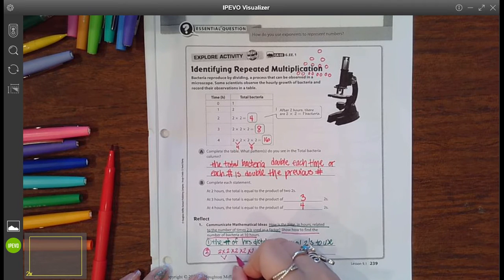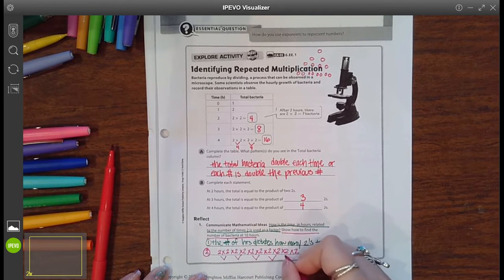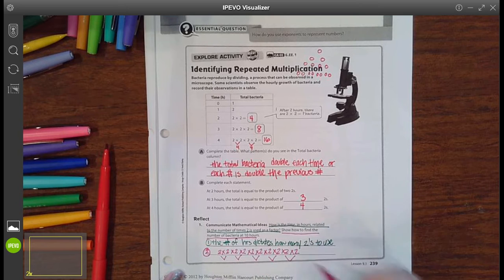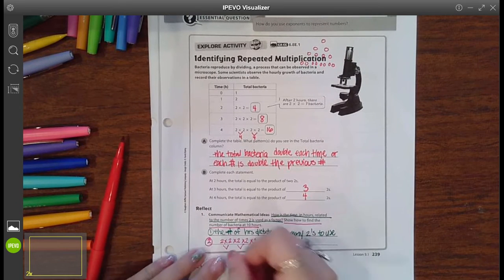So the easiest way is to group it up. Some people go 2 times 2 is 4, and then 4 times 2 is 8, and then 8 times 2 is 16. You could do it that way. That way works. I just like to group them.